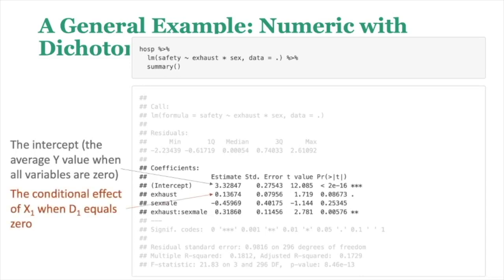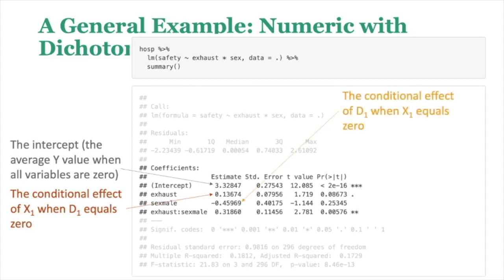The conditional effect of X1 when D1 equals 0 is exhaust. So when we're female, the effect of exhaust is 0.136. In other words, for a 1 unit increase in exhaust when we're female, which is the exact same thing as saying when D1 or the sex variable equals 0, we expect a 0.136 unit increase in safety protocol violations.